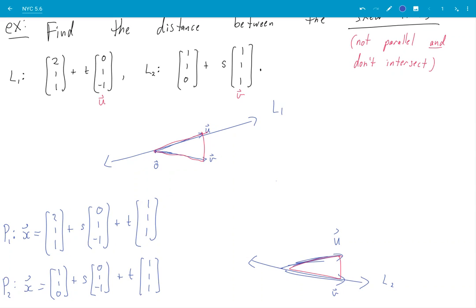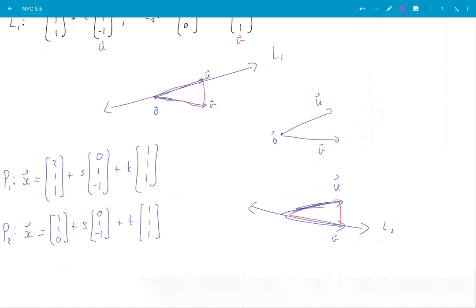Now, let's redraw the vectors U and V here with the origin. Okay, now we have these two planes here. What do we notice? They have the same direction vectors, right? So they are parallel. P1 and P2 are parallel.